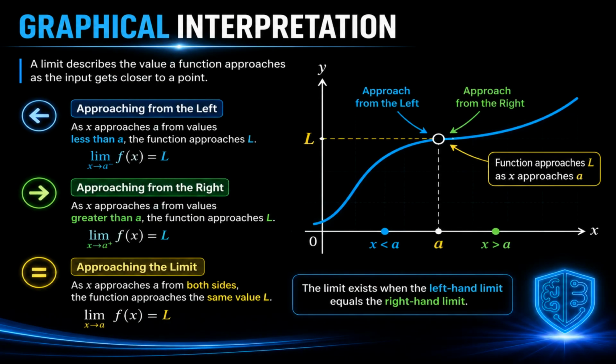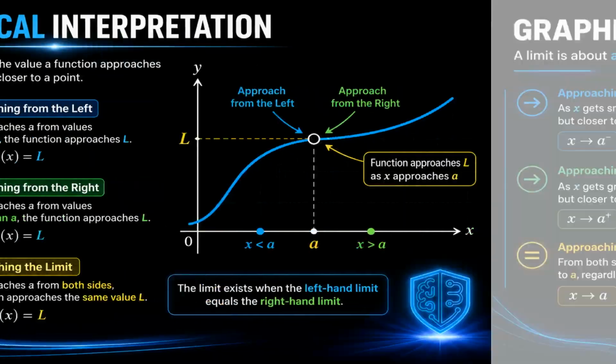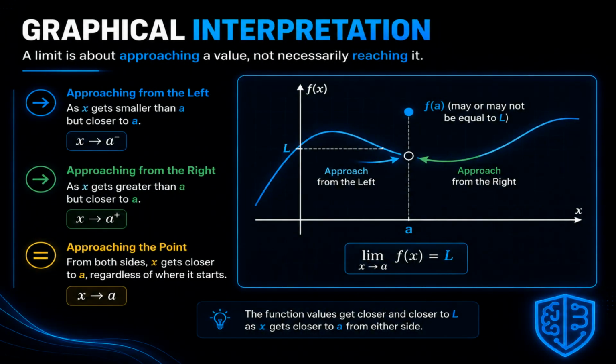Graphically, a limit is determined by the behavior of the function as we approach a point from both sides. For a limit to exist, the left-hand limit and the right-hand limit must equal the same value, L. Remember, a limit is about the journey, not the destination. The function's actual value at that point, f of a, does not necessarily need to equal the limit L, or even be defined at all.